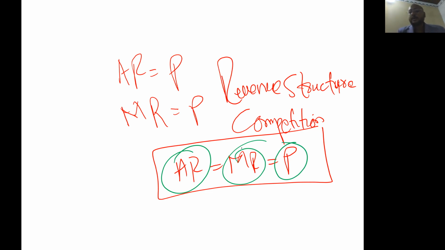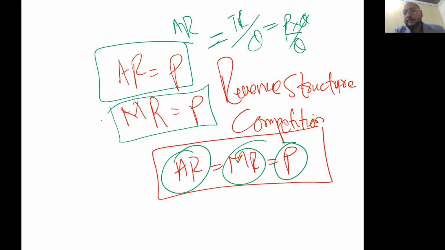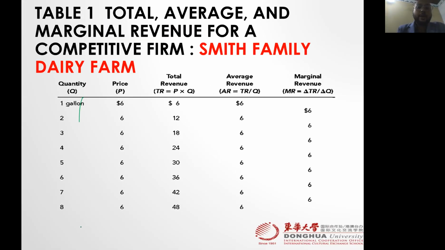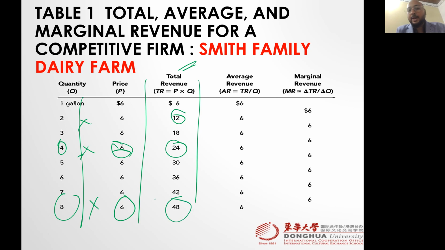All right, everyone. So we know that AR is equal to MR. We saw that total revenue divided by quantity is the price, P times Q divided by Q, answer is P. But how is MR equal to P? That should be the question. Let's see that. We have quantity, we have price, we have total revenue. How is total revenue calculated here? Price into quantity. 6 into 2, 12. 6 into 4, 24. 6 into 8, 48.